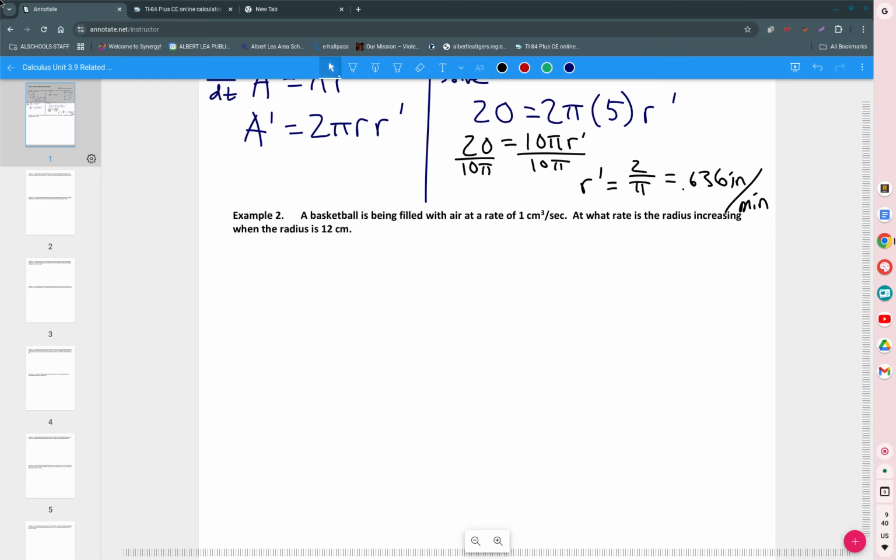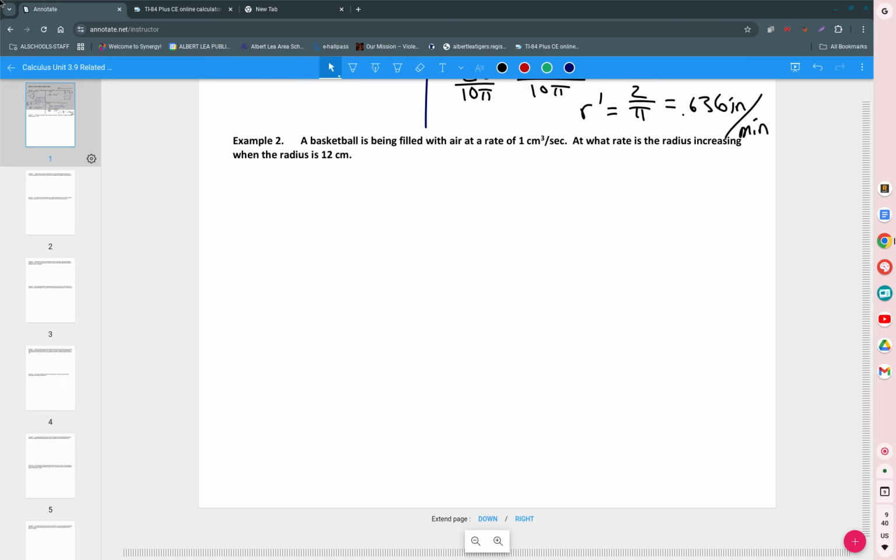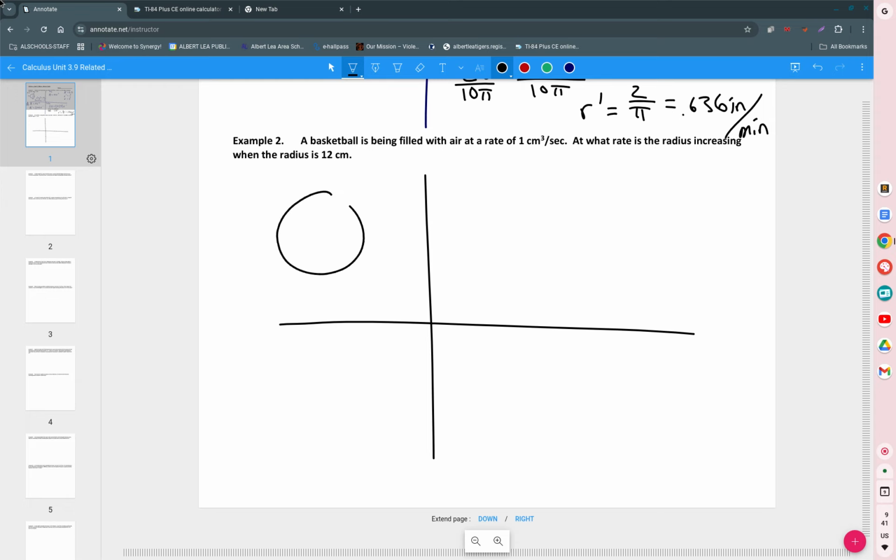Look at another scenario that's very similar. A basketball is being filled with air at a rate of 1 cubic centimeter per second. At what rate is the radius increasing when the radius is 12 centimeters? So I like to diagram like this. Does that help see it as three-dimensional? Maybe? Sure. It's getting bigger.